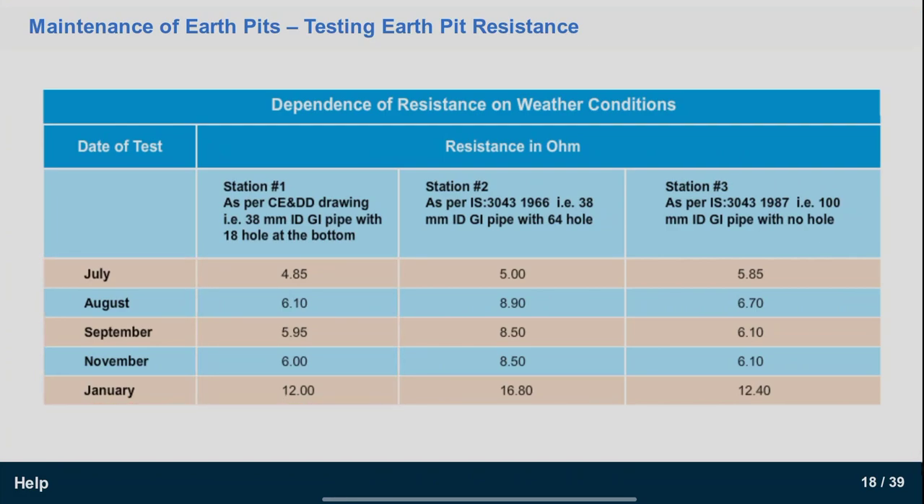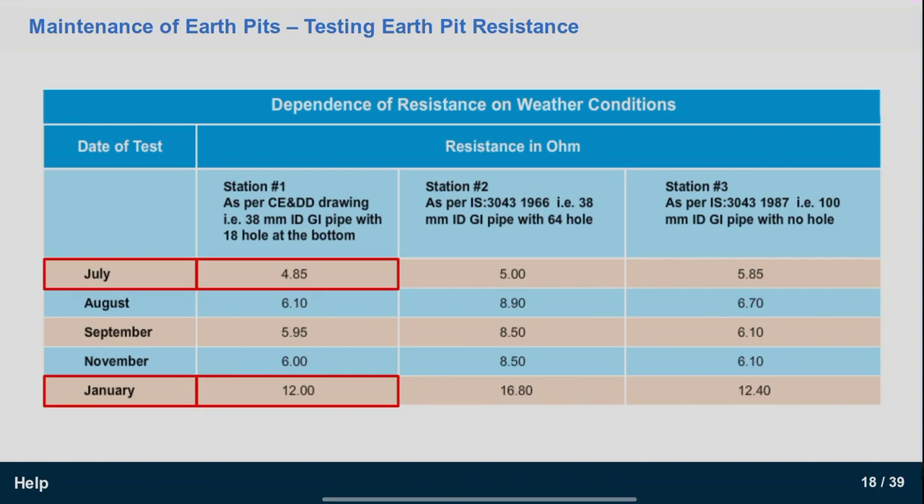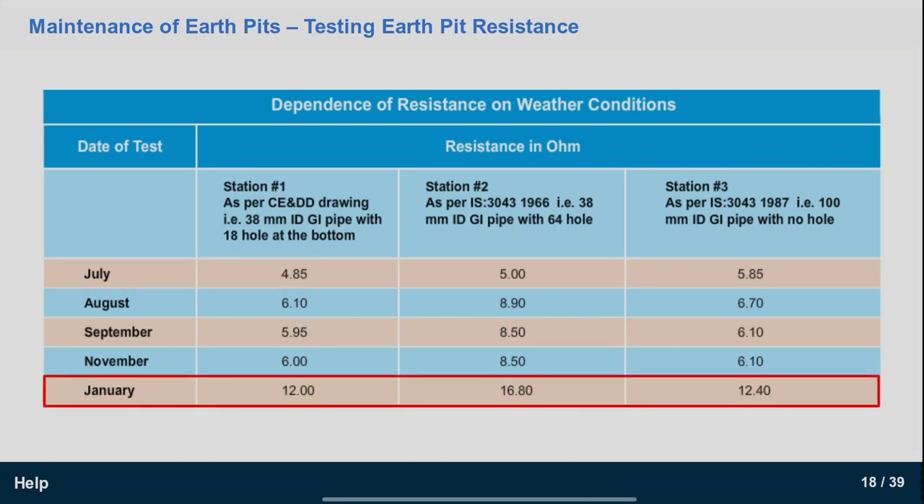While there is a lower value in July, January has a higher value. Therefore, you can see that the resistance values vary with the season. Also, if you look at the last row, the values have been consistently high in the month of January across all the 3 stations. Therefore, maintenance of each earth pit should be done when the resistance values are high. Further, this maintenance should be done during the dry seasons only, that is between January to March.